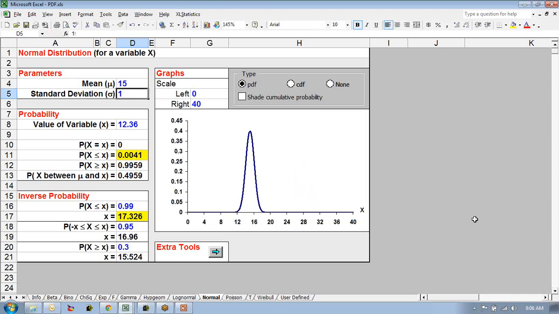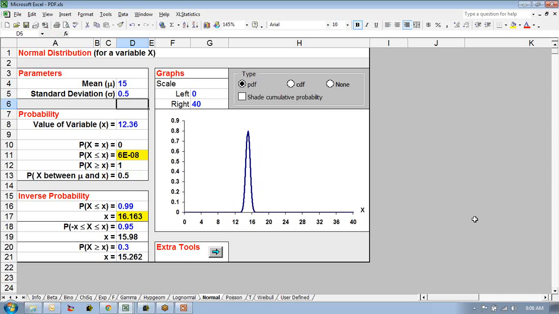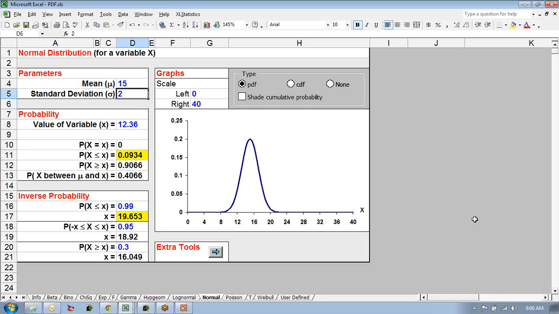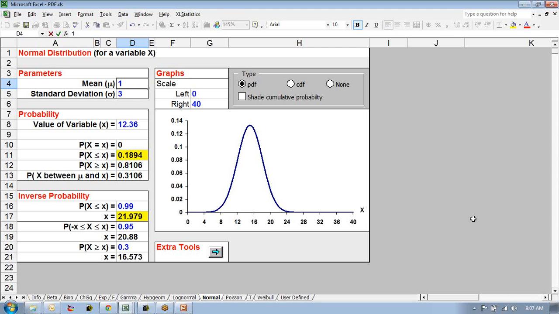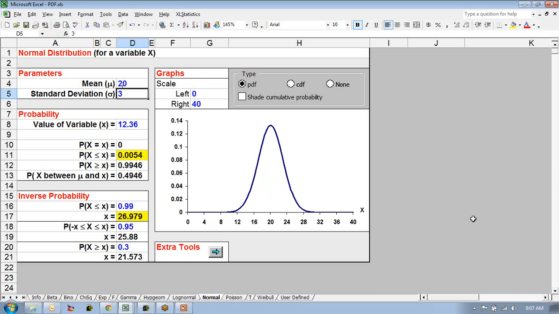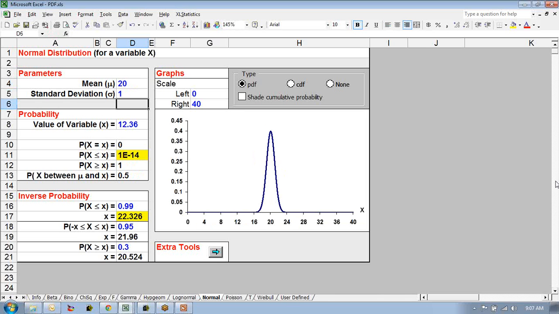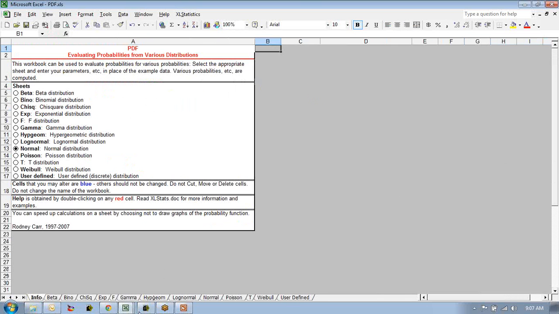Okay? On the other hand, what happens if we keep the mean the same and we change the standard deviation? If we make it tighter, we make it smaller, it tightens up. If we make it bigger, it spreads out. See that? Okay. Excellent. So that's what's happening. As you increase the standard deviation, it spreads. If you change both of them, you're changing both of those characteristics. Okay. That's all I wanted to show you.